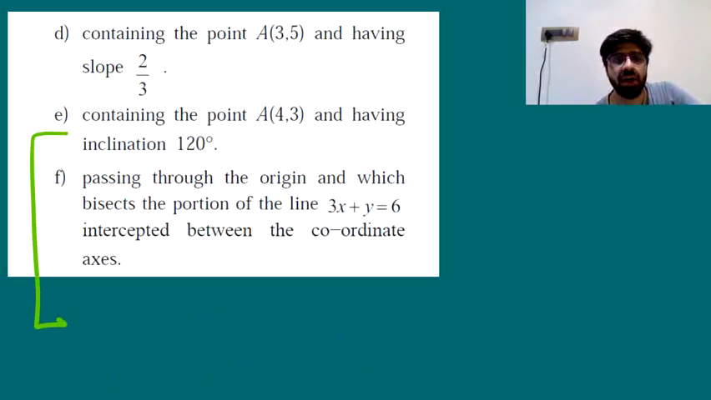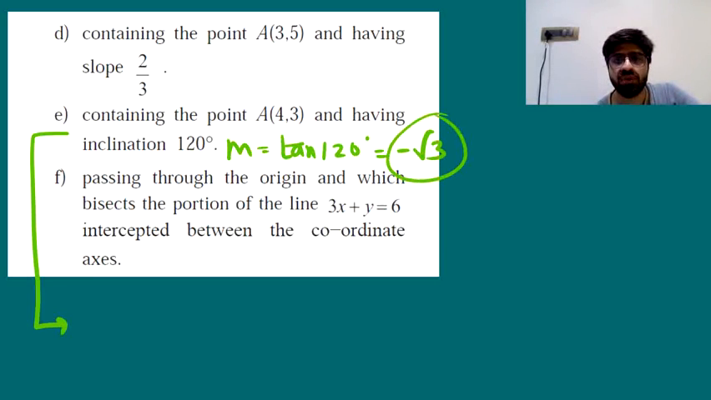Let's go ahead with the E part. Containing the point this and having inclination of 120 degrees. Now inclination of 120 means slope of the line will be tan theta, that is tan 120. Slope, that is m, will be tan 120. Tan 120 is like tan of 180 minus 60, that will be minus tan 60, which will be minus root 3. So we know the slope and we know a point through which the line passes.